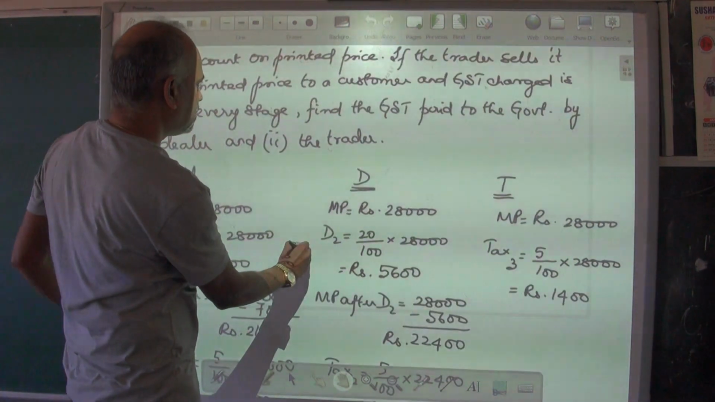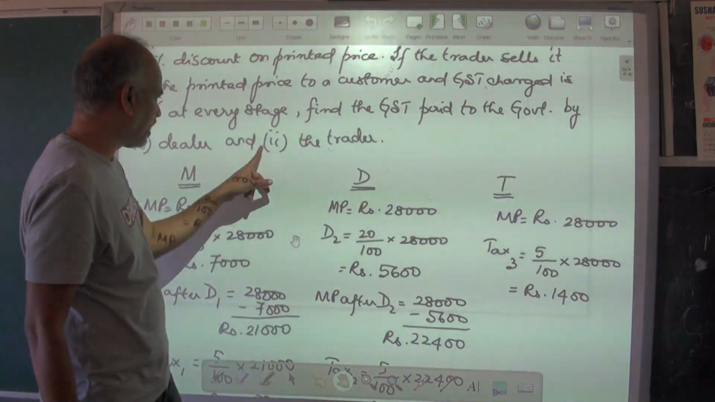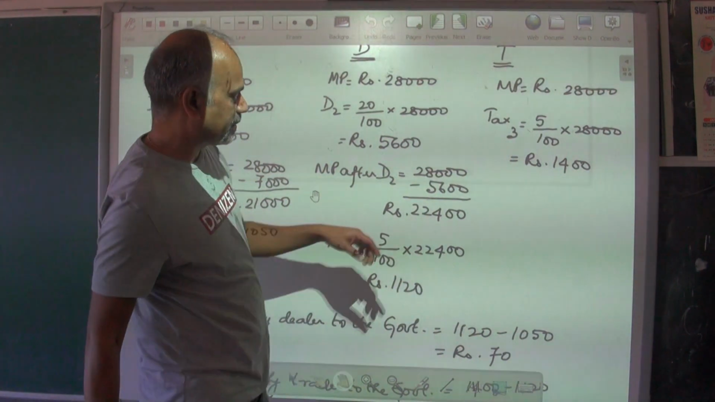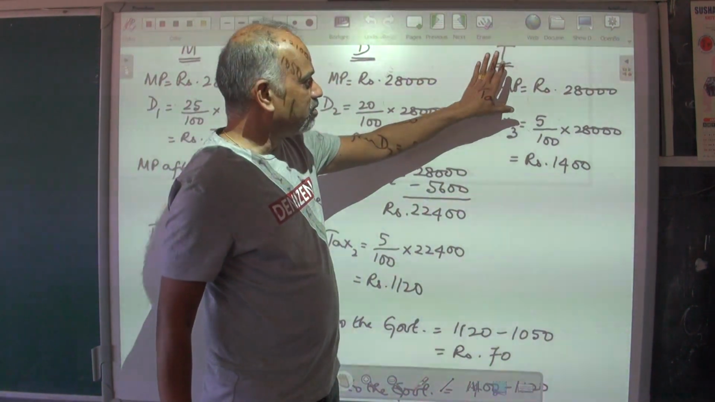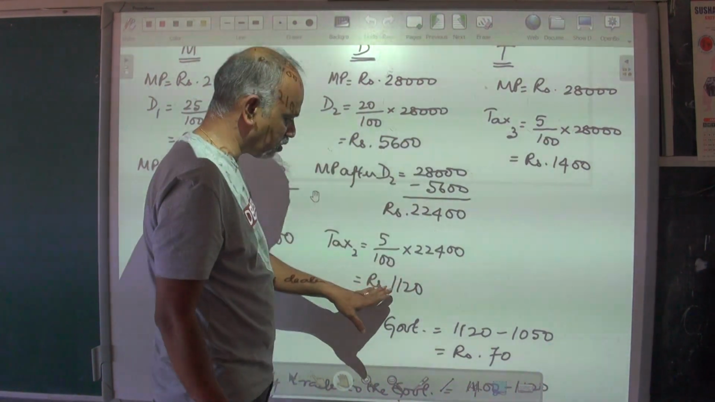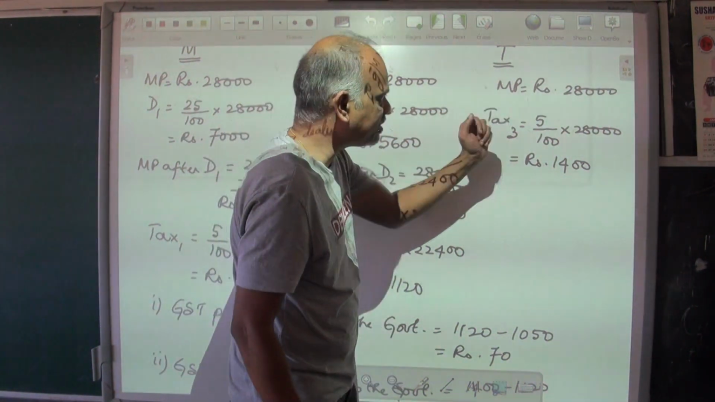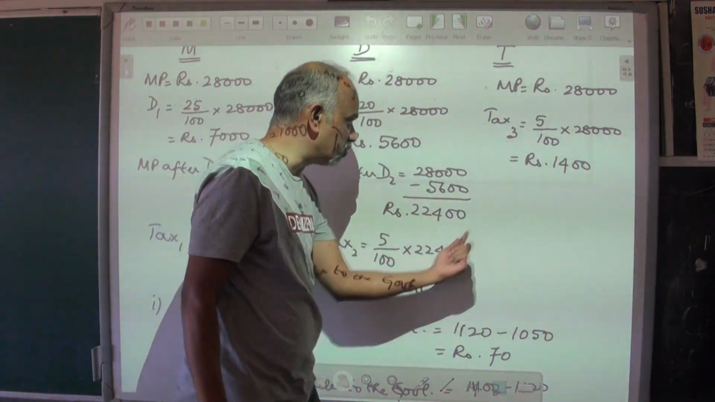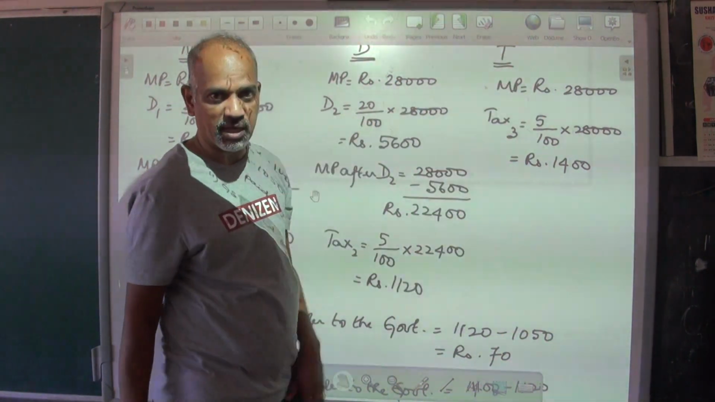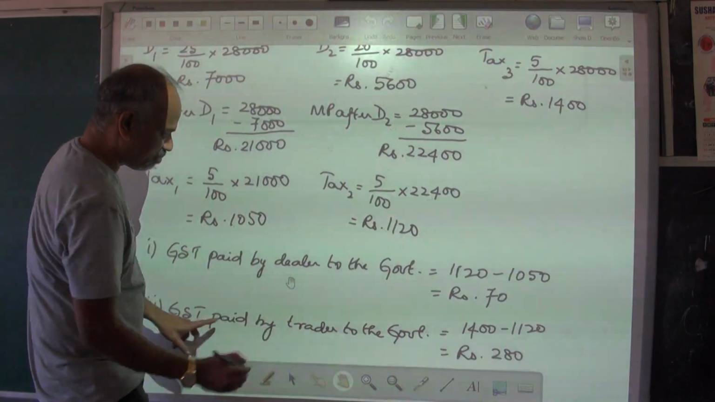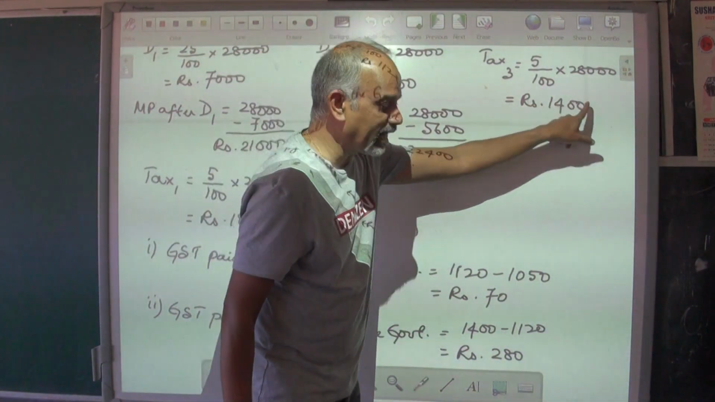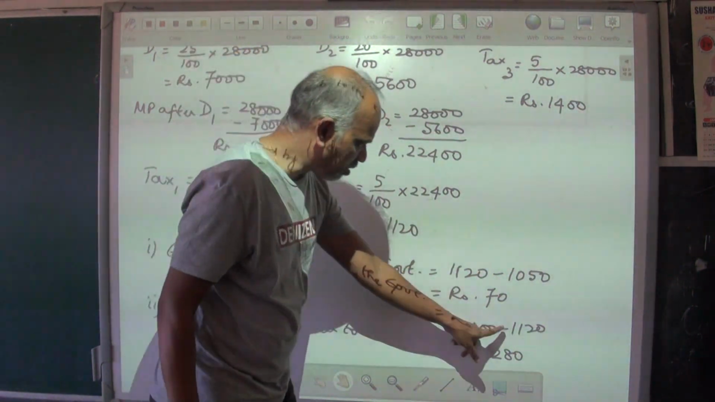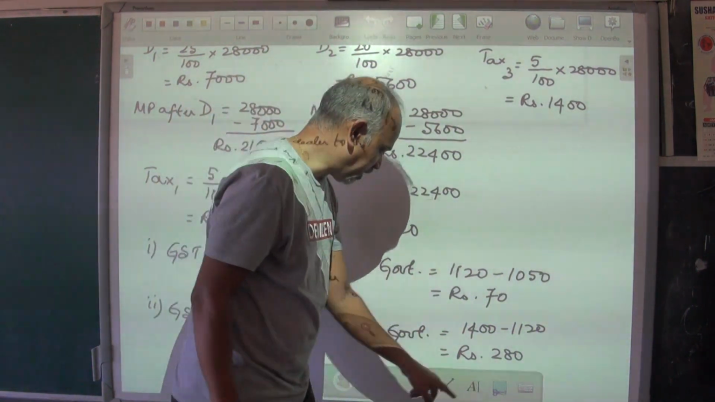Second question is, find the GST paid to the government by the second one, the trader. GST paid by the trader. Now, this is the trader. When the trader bought it, he paid a tax of 1120, and when the trader sells it to the customer, he collected a tax of 1400. The difference between these two is the GST that the trader has to pay. So, GST paid by the trader to the government is what he collected, that's 1400, minus what he's already paid, that's 1120. The difference is rupees 280.